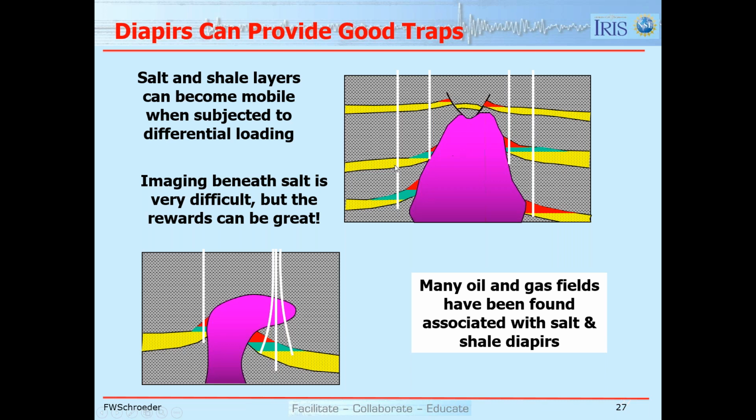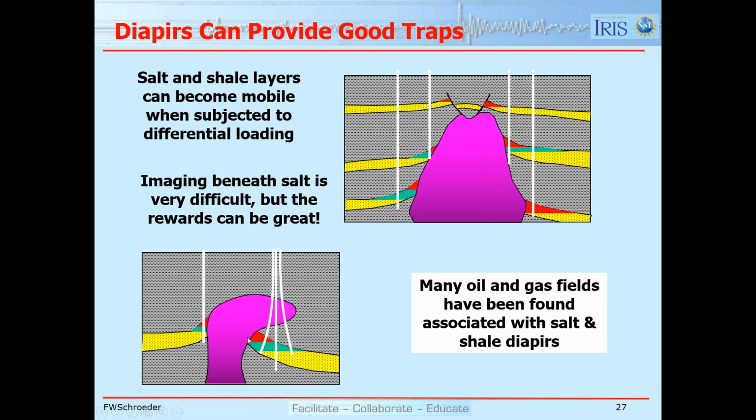We can also see areas where the stratigraphy is dipping up and into the salt. Salt has very low permeability and therefore forms an excellent seal, and we can get oil and gas trapped in porous reservoir quality layers that pinch out laterally into the salt diapir. In the lower left, we have a salt diapir that has bent over, and the porous rocks underneath terminate against that.